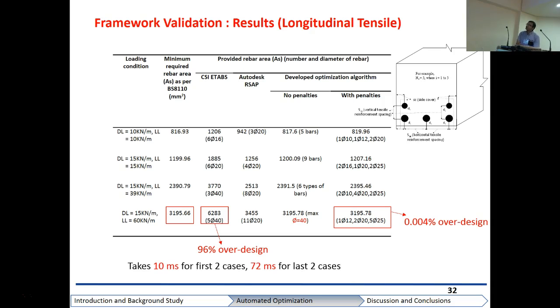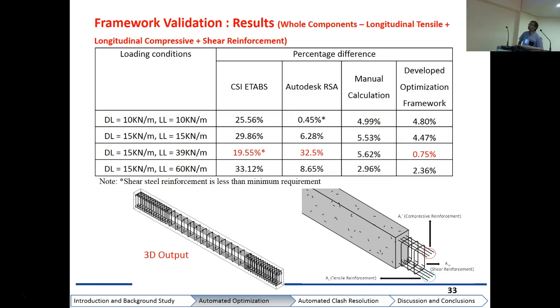Moreover, our developed algorithm is pretty fast. It took only 10 milliseconds to deal with the first two cases to find the best solution, and only 72 milliseconds to find the best solution for the last loading conditions. Penalty functions also help us to reduce the number of bars, types of bars, and the maximum diameter of bars without affecting the final solution that much. So this is the overall solution for the given RC beam. We can see that for the given RC beam, software sometimes provides a solution less than the minimum requirement, whereas the developed methodology provided a solution always satisfying the requirement and better than the existing approach.